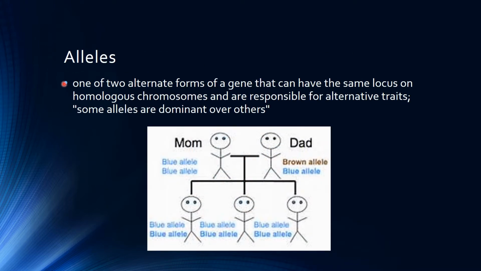Alleles are one of two alternate forms of a gene that can have the same locus on homologous chromosomes and are responsible for alternative traits. Some alleles are dominant over others. So like in our description, we have a mom that has two blue alleles and a dad that has a brown allele and a blue allele. So because the mom has the two and the dad has the one, then the children all have blue.